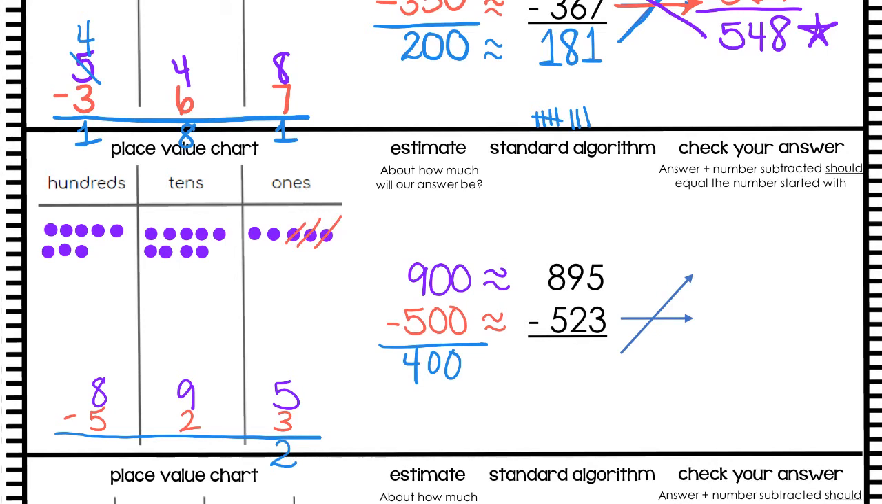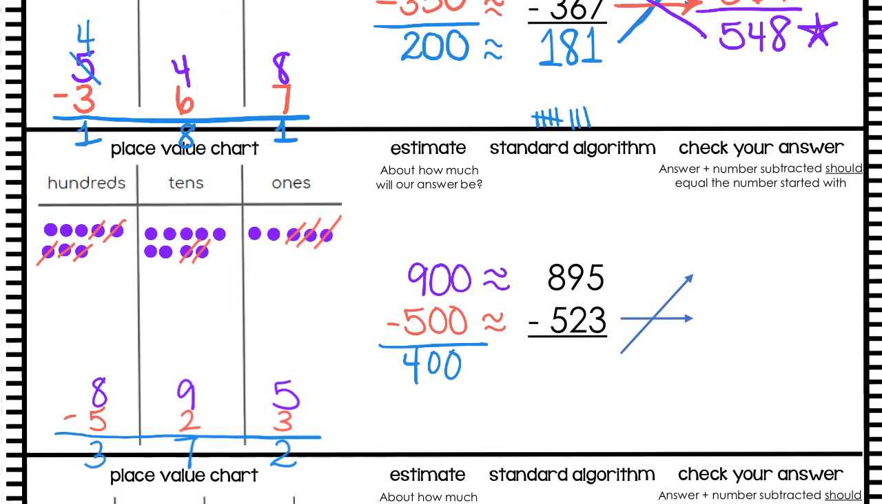And then I have 9. Can I take away 2? Yes, I can. 1, 2. I'm left with 7 tens. So 7 is going in my tens place. And then I have 8 hundreds. Can I take away 5 hundreds? Yes, I can. 1, 2, 3, 4, 5. And I am left with 3 hundreds.